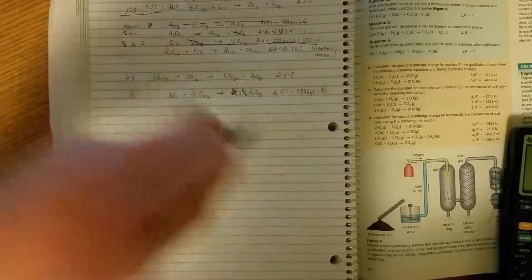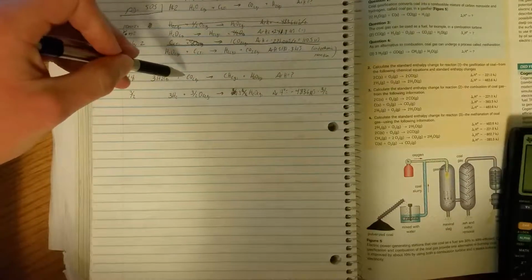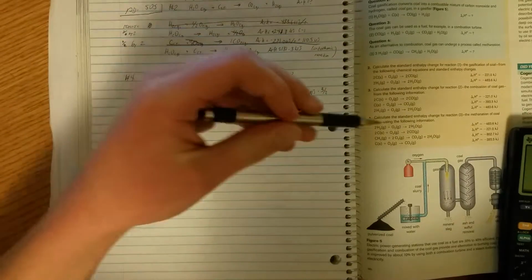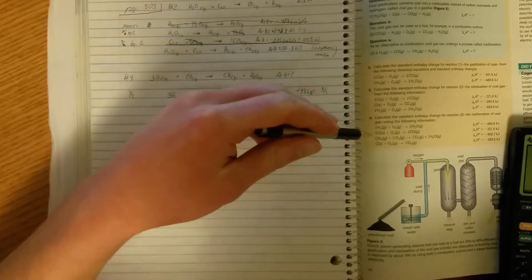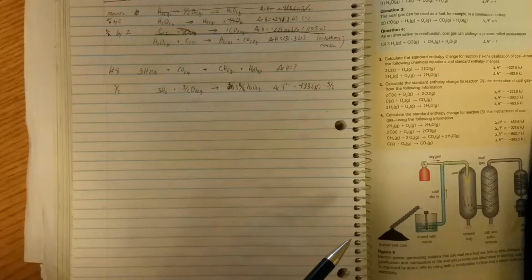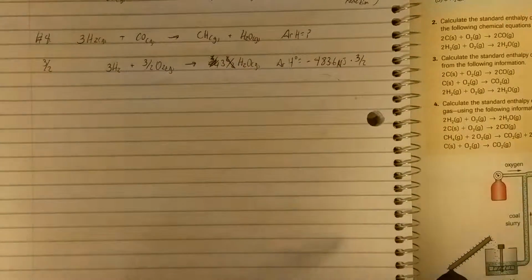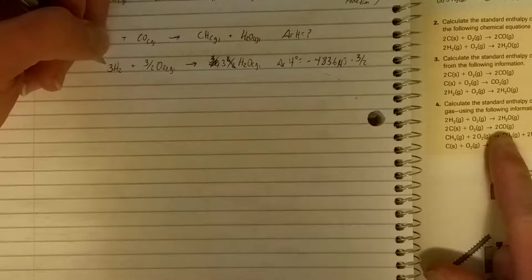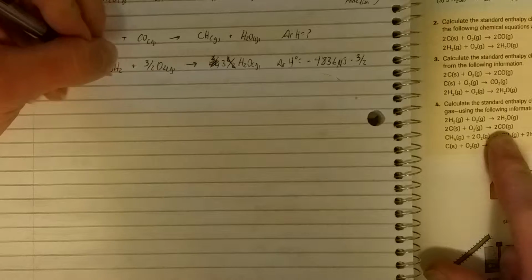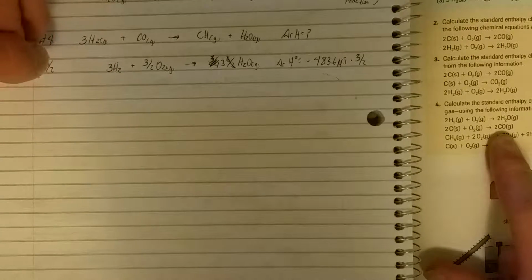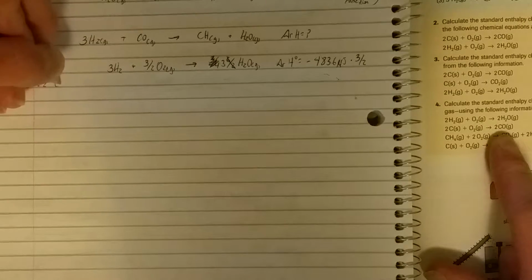For the second part, we see that we need a carbon monoxide gas. And so we'd look through and see where we can find a carbon monoxide gas. And we realize that it is in our second formation. But we only need 1 mole where they have 2. So we'd also need to reverse it. So we go 1/2 times negative.